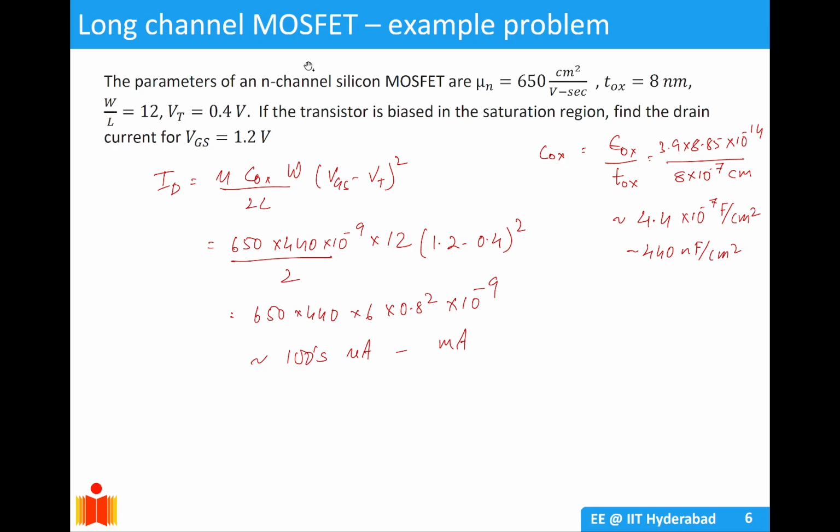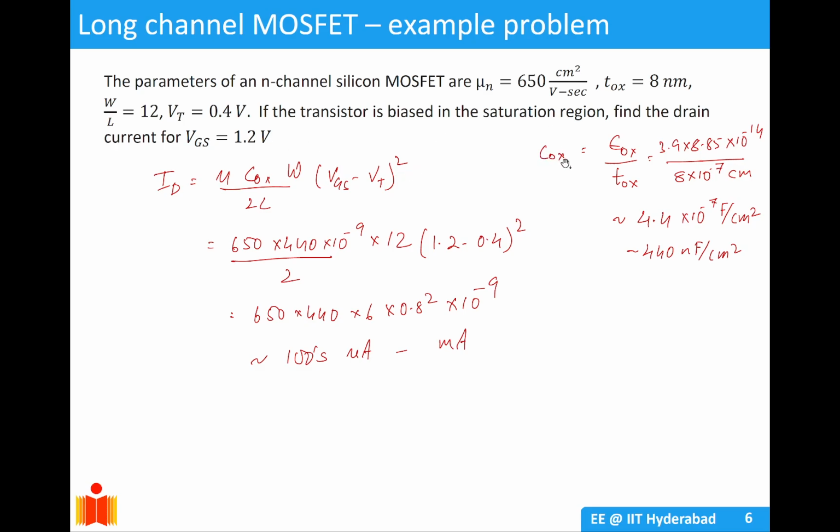So now we do an example problem. The parameters of an n-channel silicon MOSFET are mu equals 650 centimeter square per volt second, Tox equals 8 nanometer, W by L equals 12, Vt equals 0.4 volts. If the transistor is biased in the saturation region, find the drain current for VGS equals 1.2 volts.